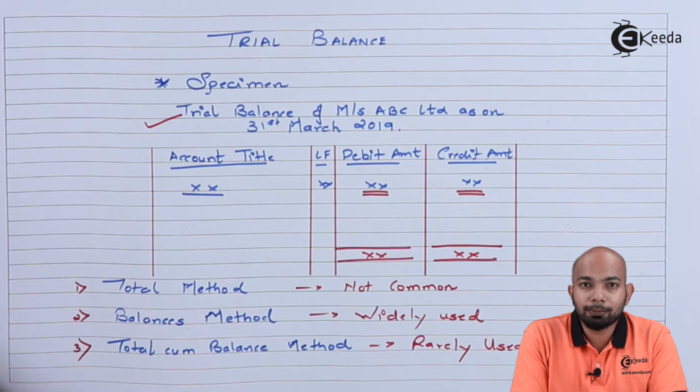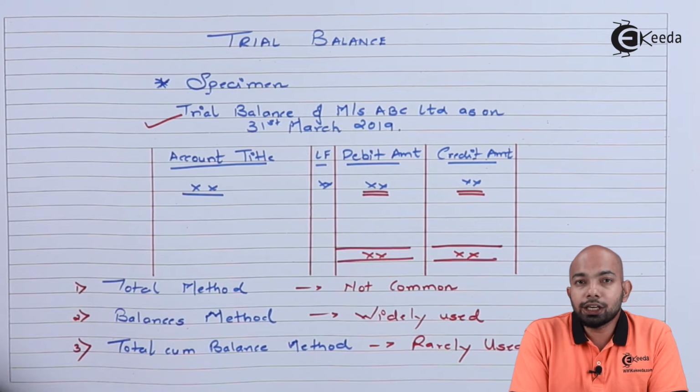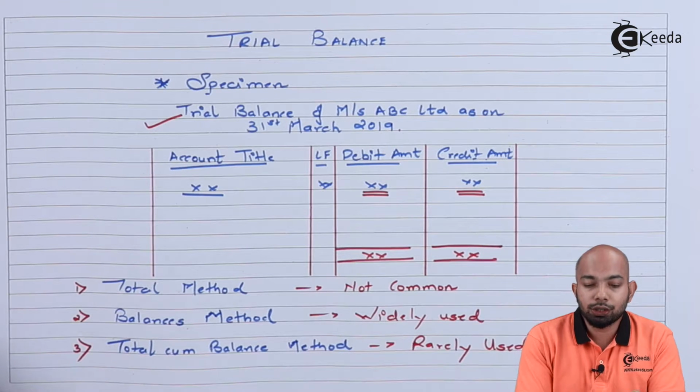To talk about the third method, again a rarely used method, it is the totals cum balances method. Under this method, we need to prepare 4 columns. So there will be 2 additional columns which will be prepared on the left hand side or on the right hand side of the debit column and the credit column which have been mentioned.